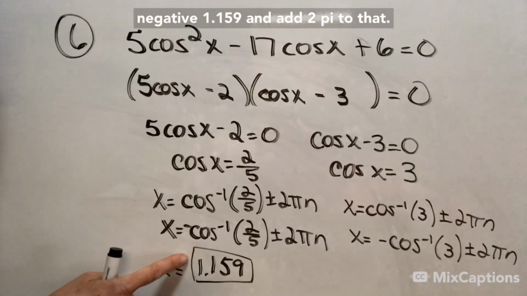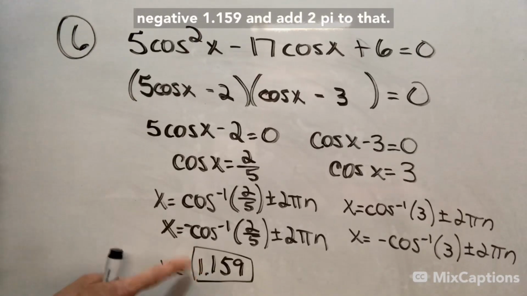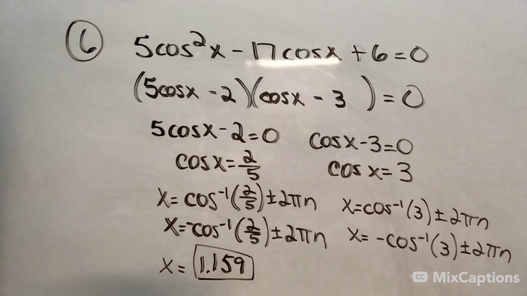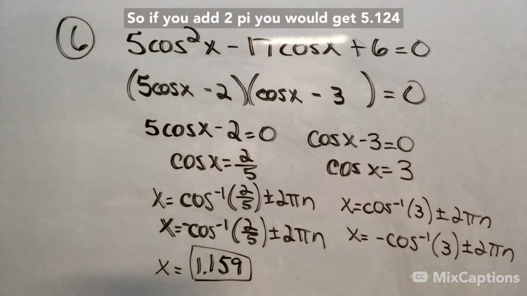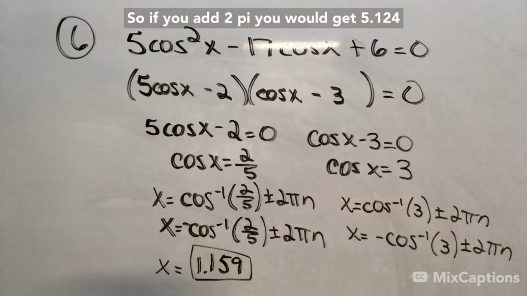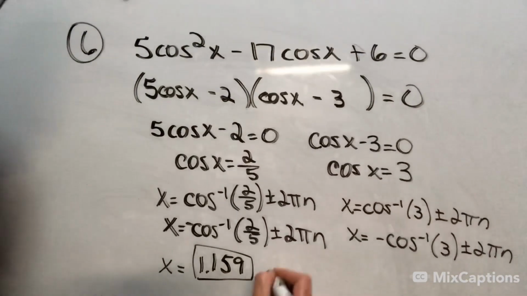So you want to take negative 1.159 and add 2 pi to that. So if you add 2 pi, you would get 5.124.